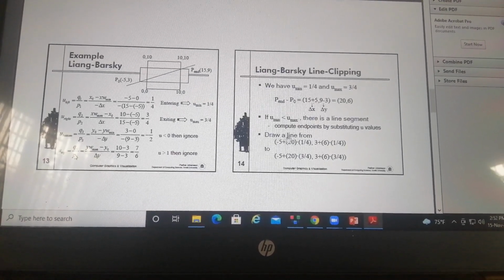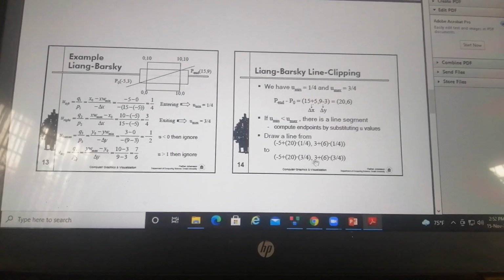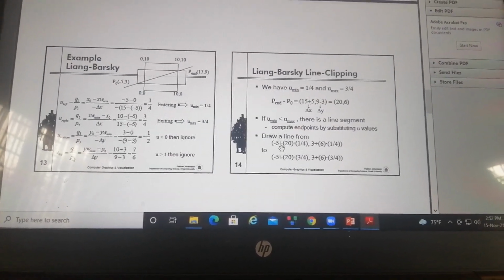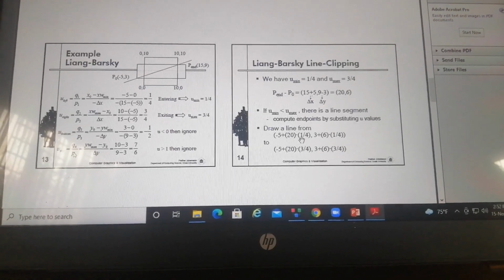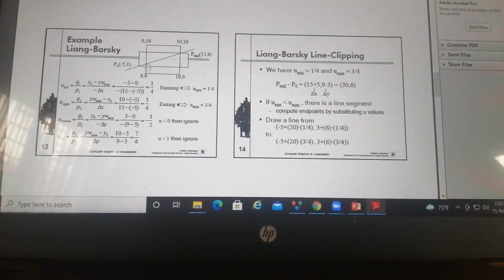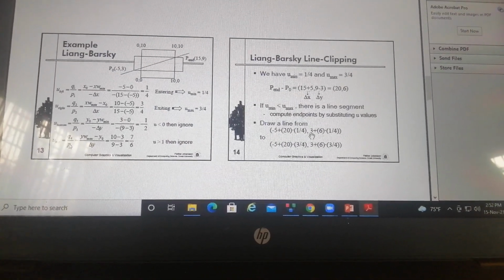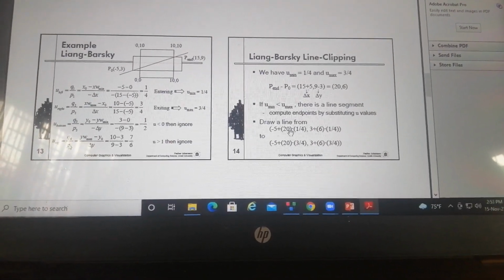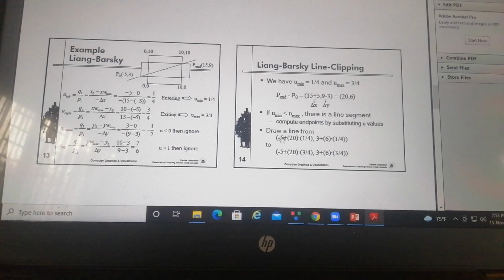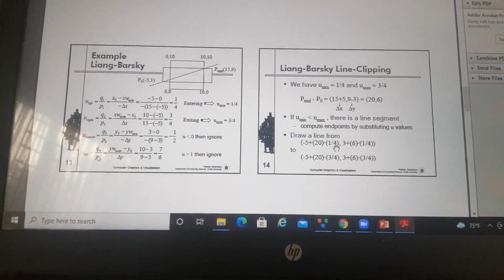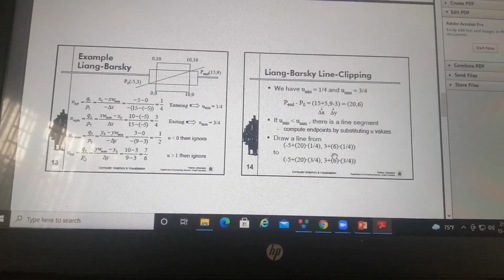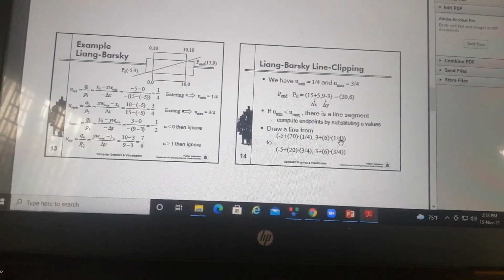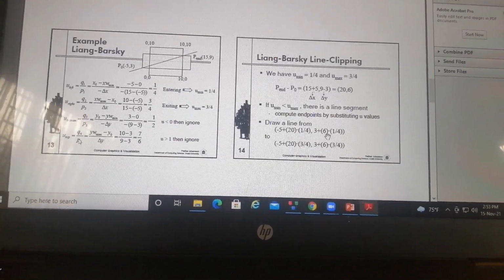So we have to draw a line from this to that one. So minus 5, 20 into 1 by 4. That means minus 5 plus 5, that means 0. We have this one and comma this one. So that means 0, 0. Minus 5 and 20 divided by 4, 5. That means this is 0. So we need to draw a line from 0 to 3 plus this 6 by 4. That means 2 by 4.